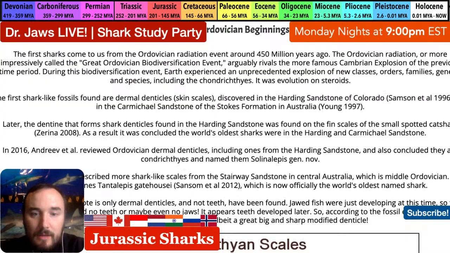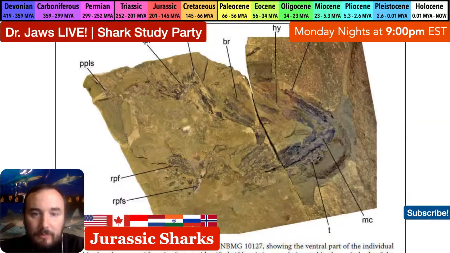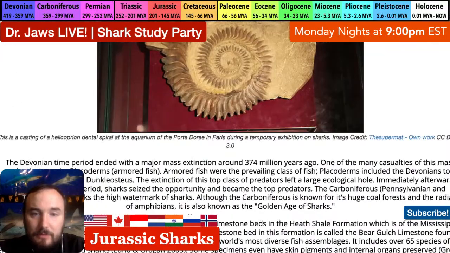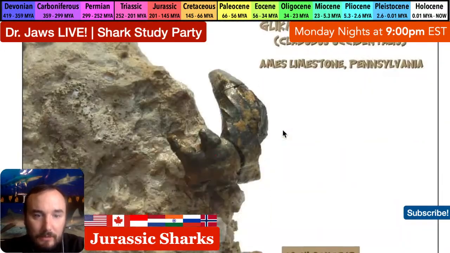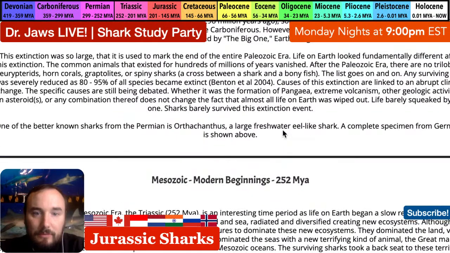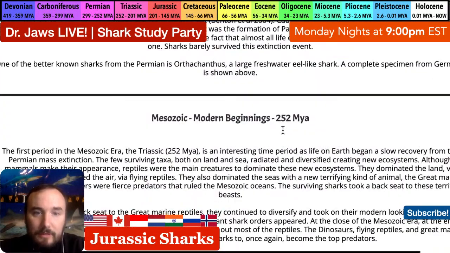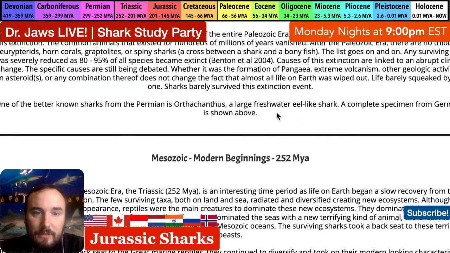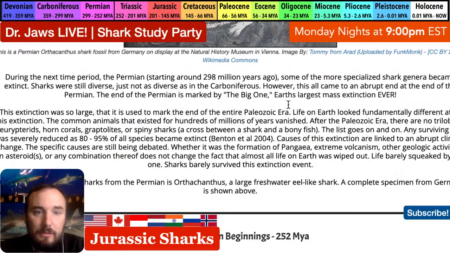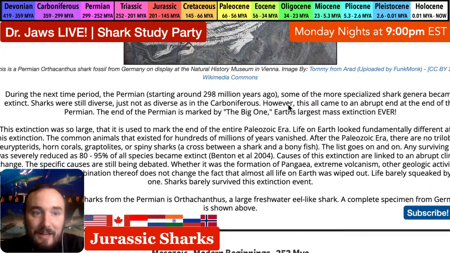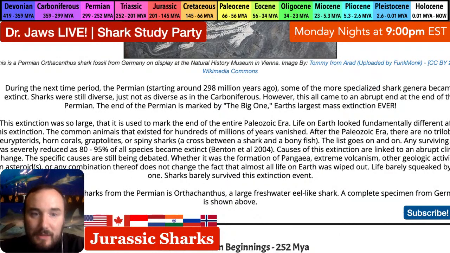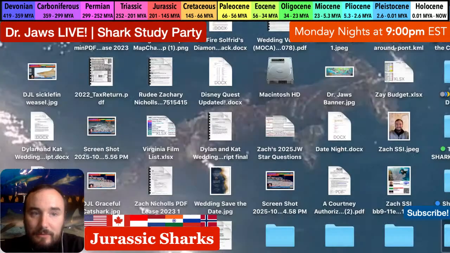So we already read through some of the Paleozoic sharks a couple streams ago in the last fossil special. So I think we could probably start with the Mesozoic. For some context, the Mesozoic is the period that begins right after the Permian extinction. This was the largest extinction the world has ever seen. It's been a devastating event.